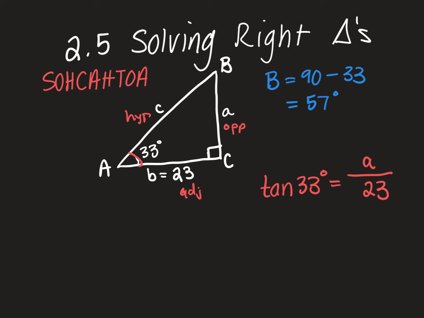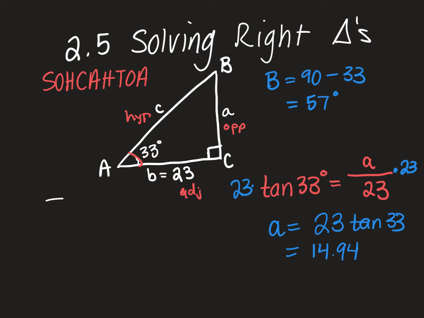So now, how would we, in this equation, get A by itself? Multiply both sides by 23, right? Now in your calculator, you can just plug in 23 times tangent 33, and that's going to give you your answer. Somebody do that for me. It's 14.94. So A is now 14.94.